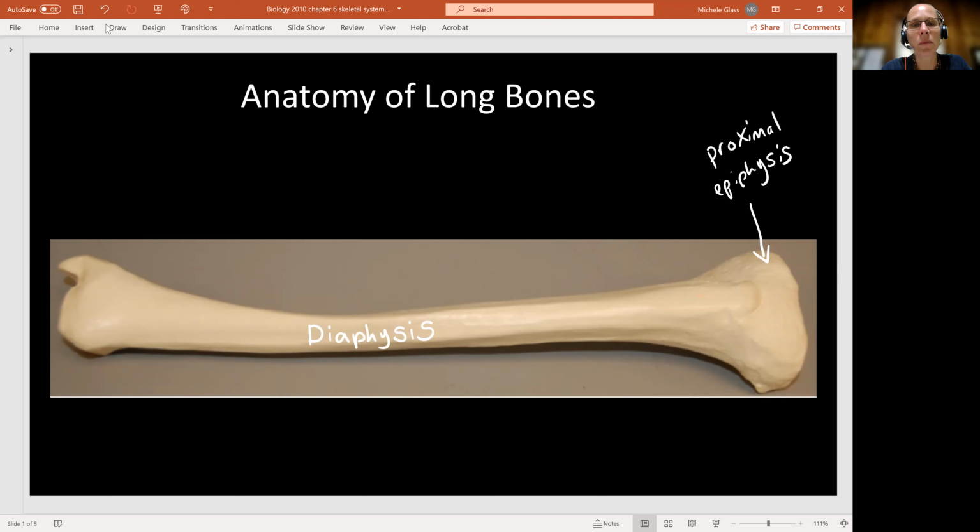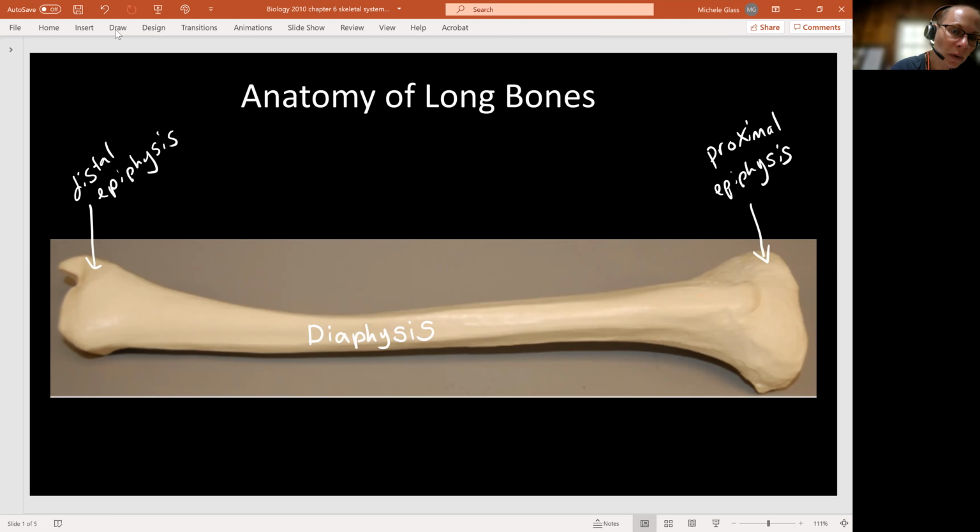And the only reason I'm labeling it here as proximal is just to help you with your orientation and to practice terminology. So remember, proximal means closest to the attachment point. So that would be our knee end. So long bones will have epiphyses, which is a plural word for epiphysis, on both a proximal and a distal end. And so let's label down here our distal epiphysis. Distal meaning furthest from the attachment point. So in this case, that would mean the ankle end.